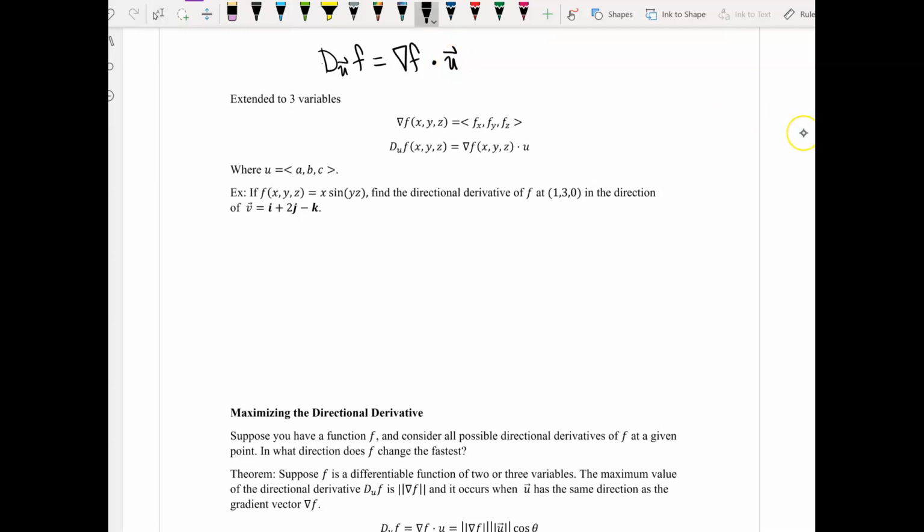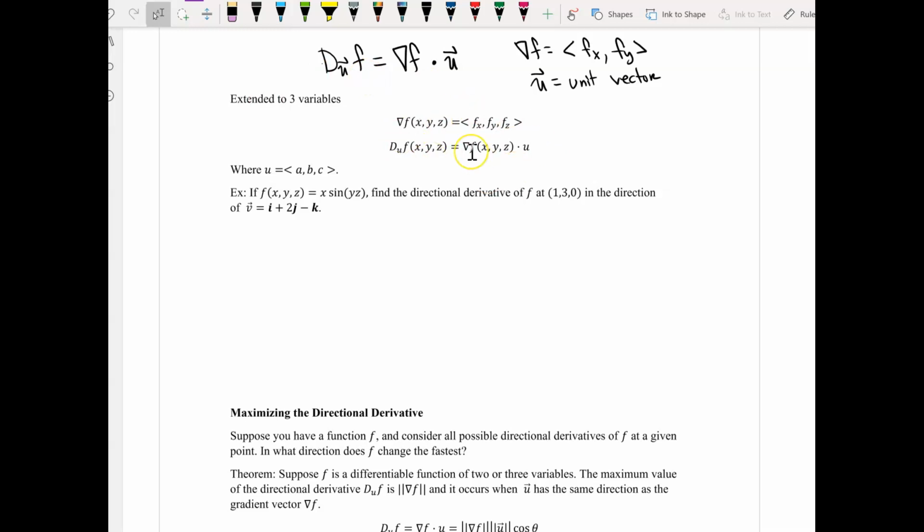So remember, grad f, the gradient, is just the partial derivatives with respect to x and with respect to y. And u here is going to be a unit vector. So this is the direction. You want to know what the derivative will be in the direction of u. That's what we call the directional derivative.